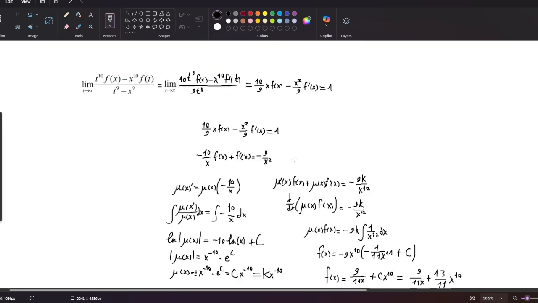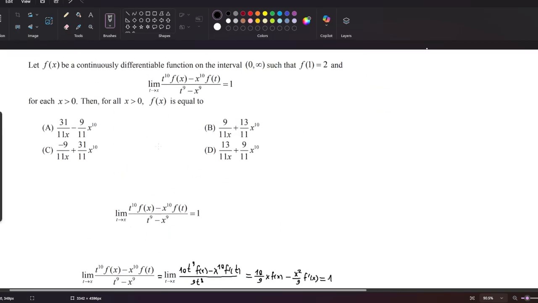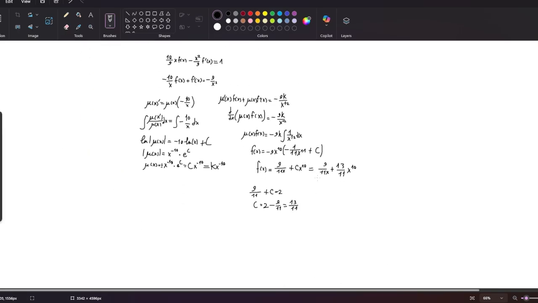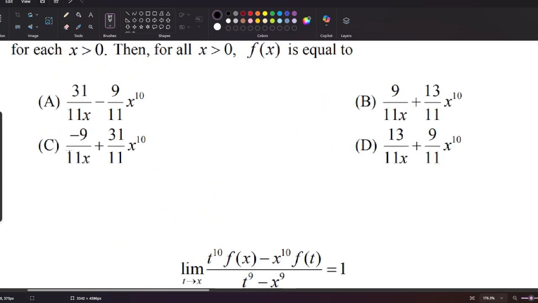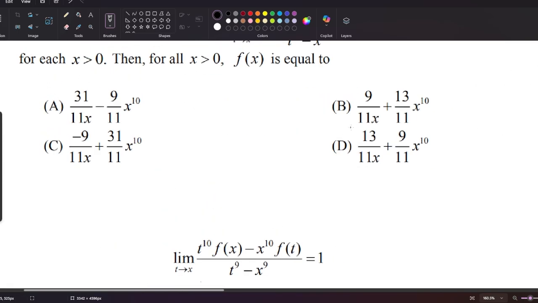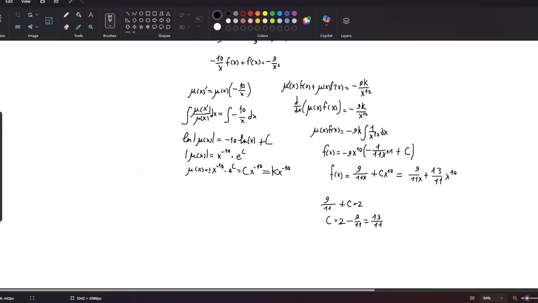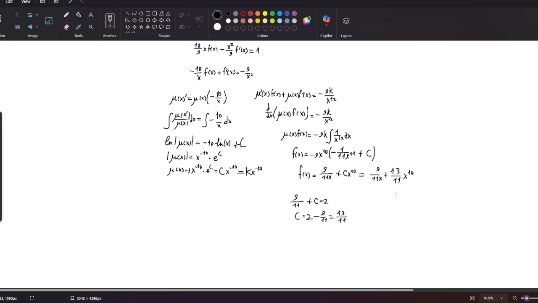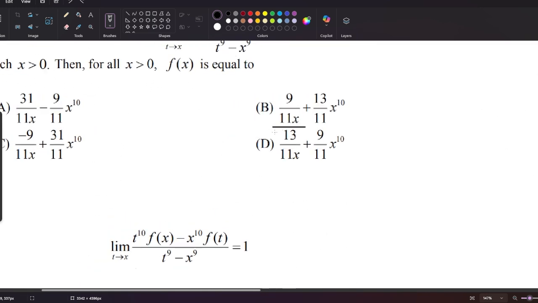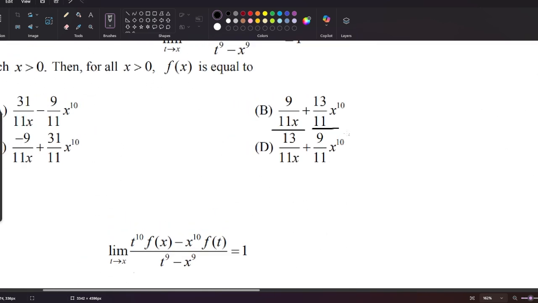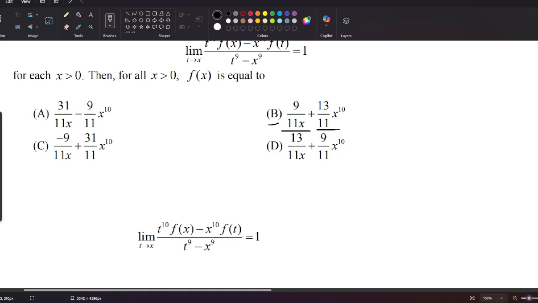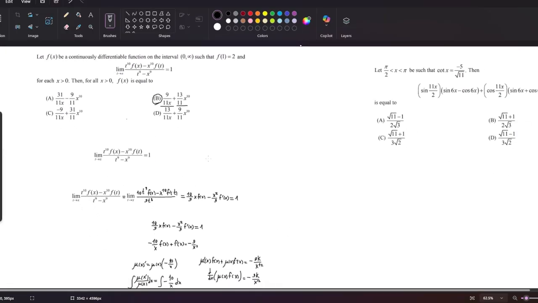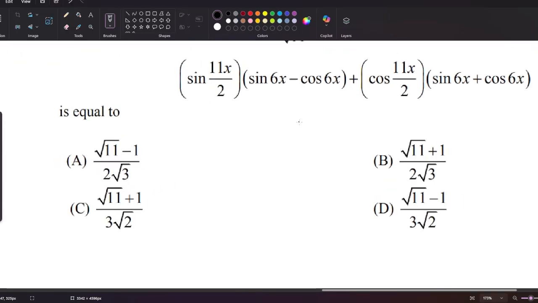Now let's find the matching option. I have 9 over 11x for the first term. Here it is. And for the second term we have 13 over 11 x to the power of 10. Here it is. We have found it. It's the answer B. Okay, next problem.